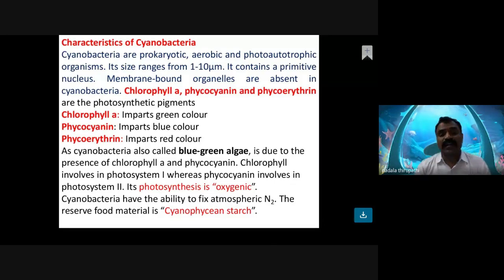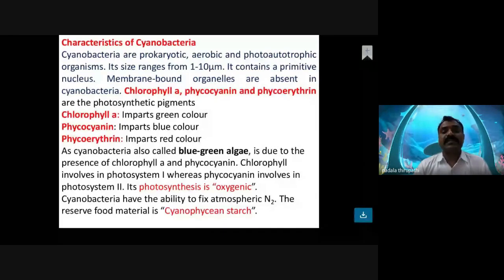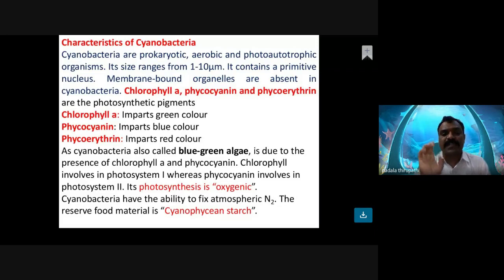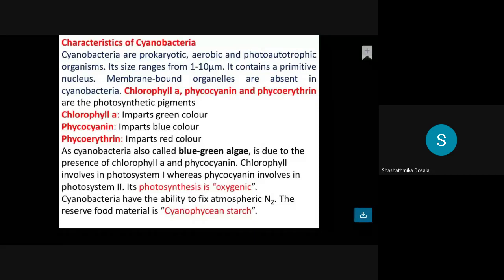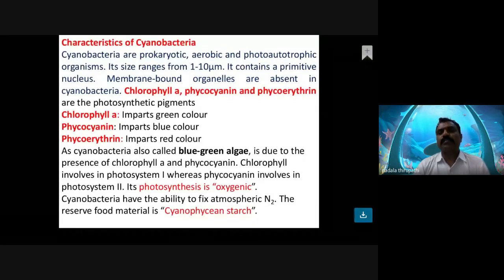Among algae, I hope you already studied or are going to study the pigments chlorophyll A, chlorophyll B, chlorophyll C, chlorophyll D, chlorophyll E also. But in cyanobacteria, only chlorophyll A is present. The remaining chlorophylls are not present. Along with chlorophyll A, other phycobilins like C-phycocyanin and C-phycoerythrin are the pigments present in cyanobacteria members. How many types of pigments do we observe in cyanobacteria, my dear friends? Three types: chlorophyll A, phycocyanin, phycoerythrin.